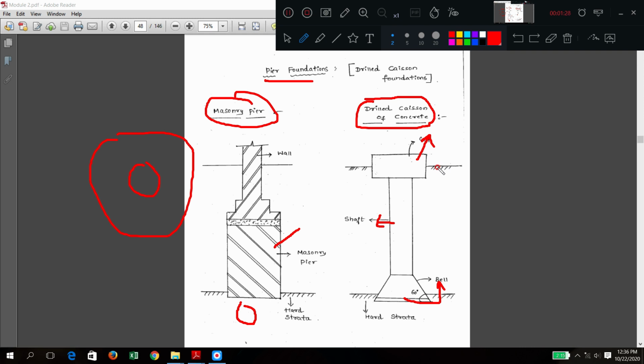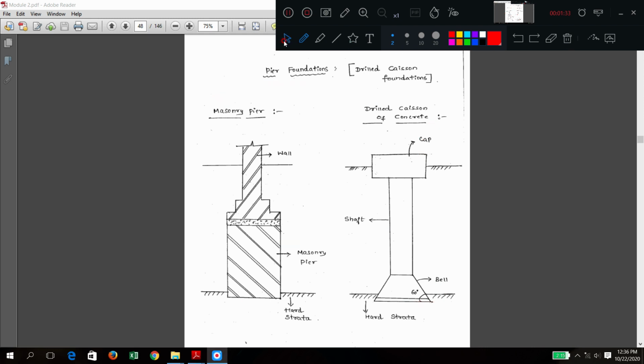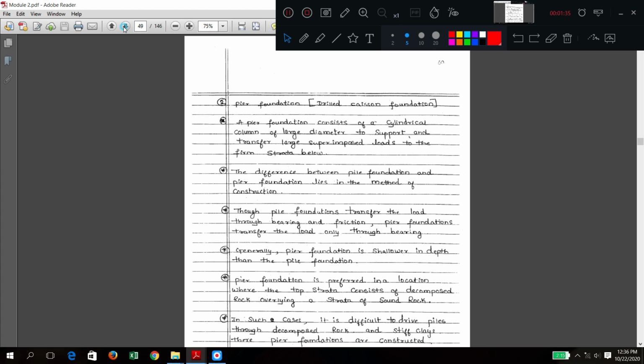Now in this one, what are its major things? These are already discussed. It consists of a cylindrical column. It will transfer the load to the strata below. What is the difference between pile and pier? The method of construction. These are driven, these are constructed. Just simply understand that.